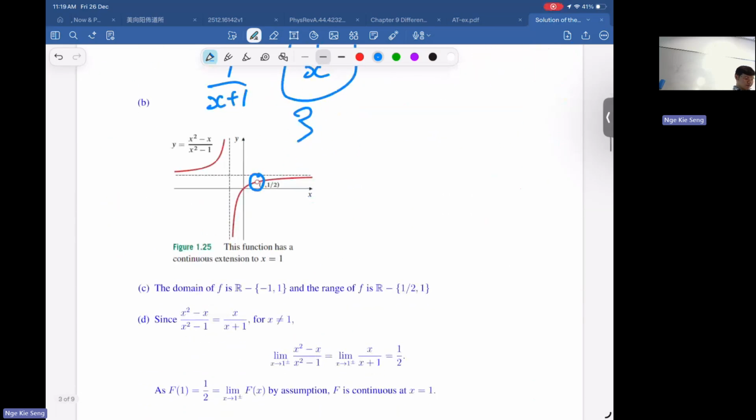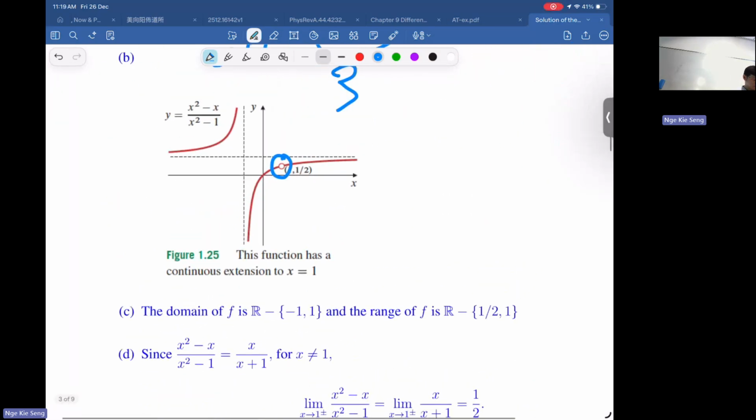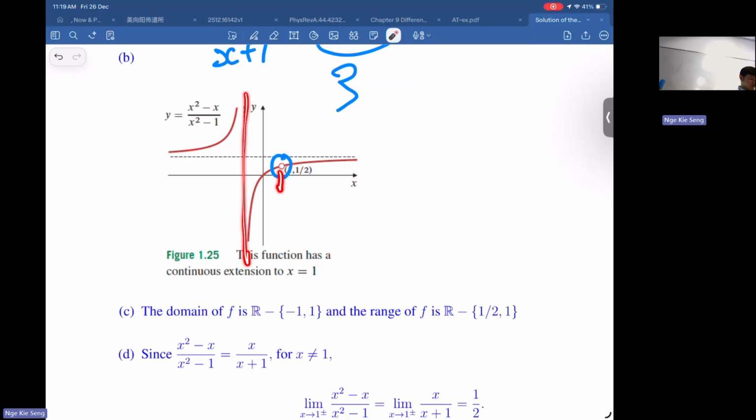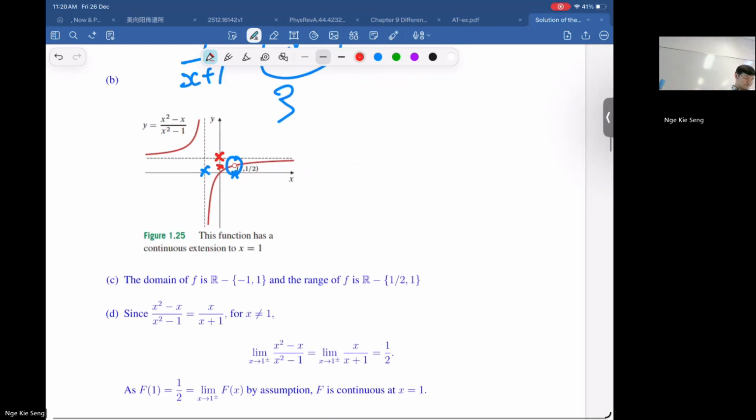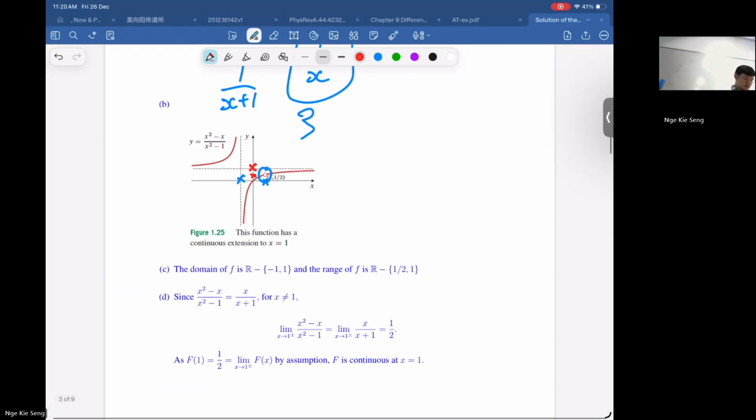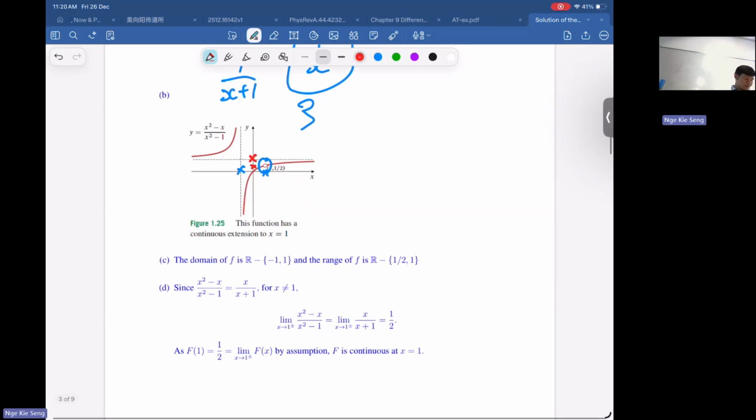Okay, so the domain is very obvious, there are only a few points you are missing, which is this point and this point. For the rest, it is okay. And then for y, for the range, the only 2 points you are missing are also these 2 points here: the horizontal asymptote and also the point that it doesn't define.